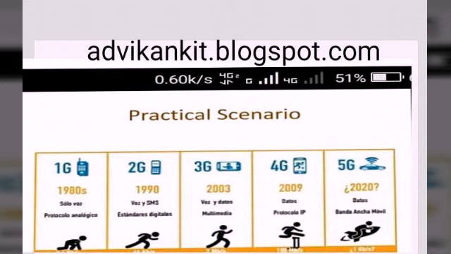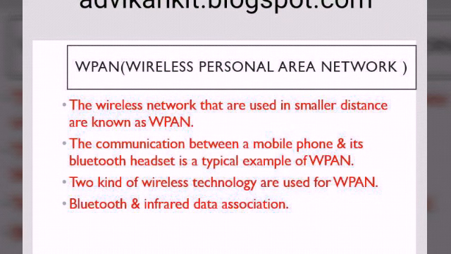Bluetooth. It is used to connect devices in a personal area network without using cables. It uses ISM bands, 2.4 GHz. What is ISM band? This is the industrial, scientific and medical band. Speed up to 721 kbps. This is the highest speed we can gain in Bluetooth devices. Range is 10 to 100 meters.